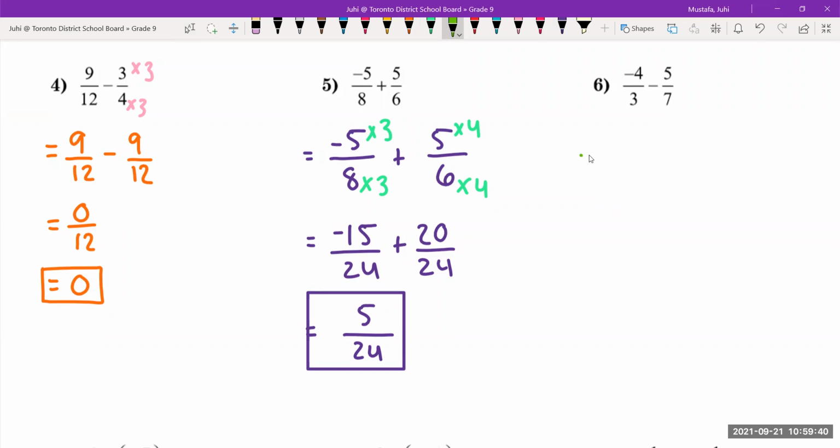Javen, go ahead. So your lowest common multiple is a 21, you're right. So what did you multiply by? Yep. Okay, and then keep going. Tell me what the number should be. 21, yeah, negative 28 over 21, yep. And this one?